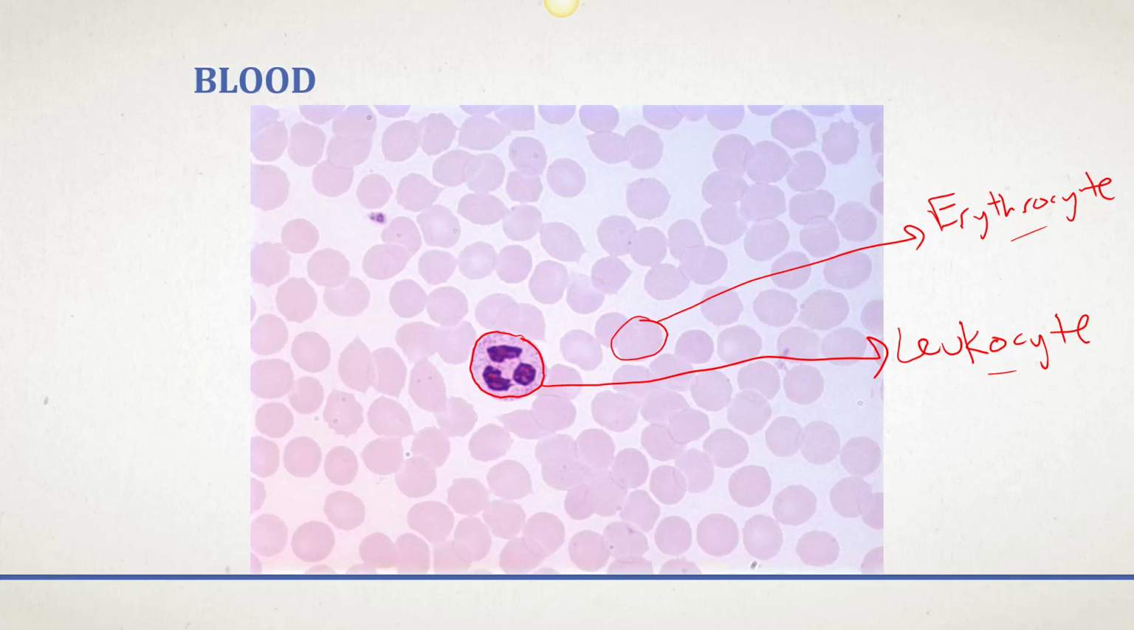So, function is to transport nutrients and wastes. Location is inside of your cardiovascular system. And for features, you can just write pale discs and occasional purple circles or purple cells.